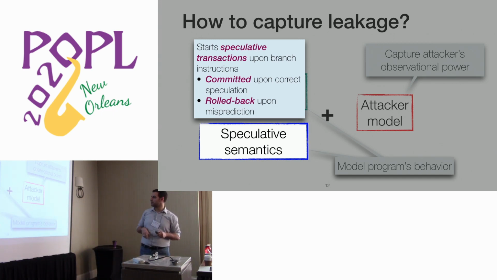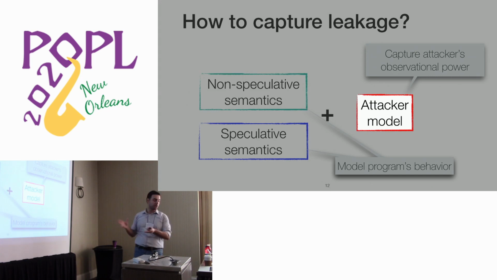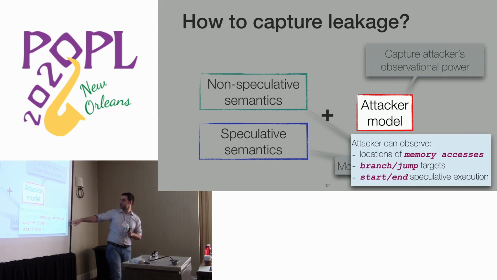And the last thing that we need is the attacker model. So we consider an attacker that observes the execution of programs and sees three things: location of memory accesses, targets of branch and jump instructions, and beginning and end of speculative execution. This is a very simple variant of the standard constant time observer, and the main advantage is that this allows us to, for instance, not have to model caches and other microarchitectural components explicitly.